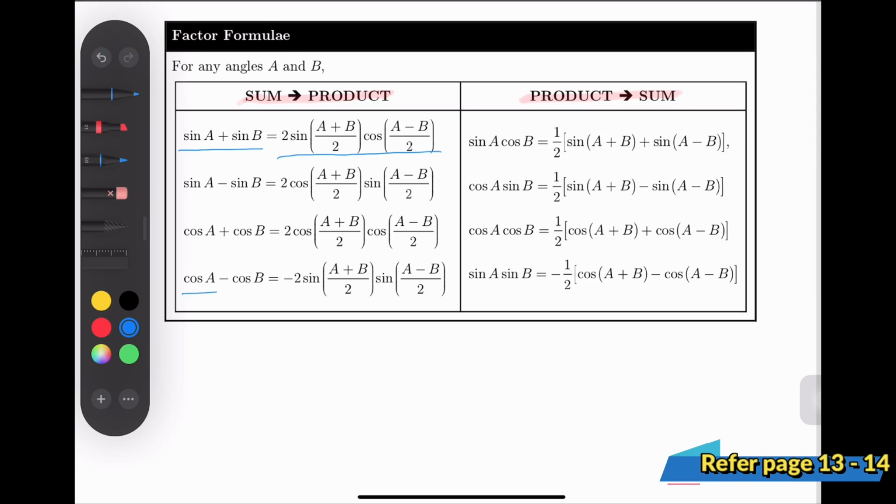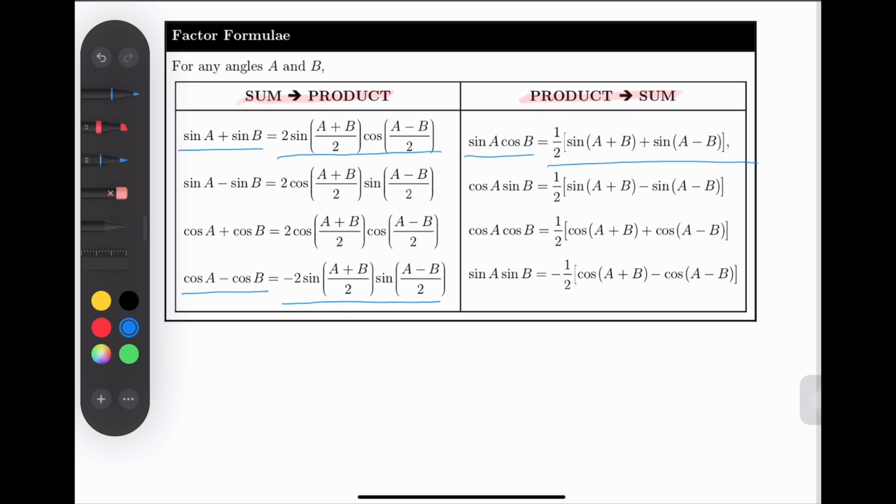If the question is asking for cos A minus cos B, it's going to be negative 2 sine (A plus B) over 2 sine (A minus B) over 2. For product to sum, for example, if you have sine A cos B, the formula is 1 over 2 [sine (A plus B) plus sine (A minus B)]. And if we have cos A cos B, it's going to be 1 over 2 [cos (A plus B) plus cos (A minus B)].